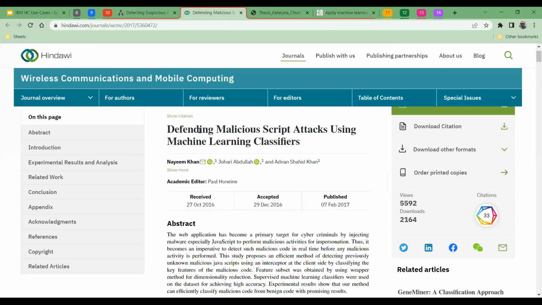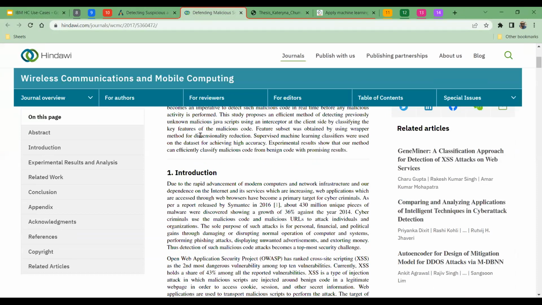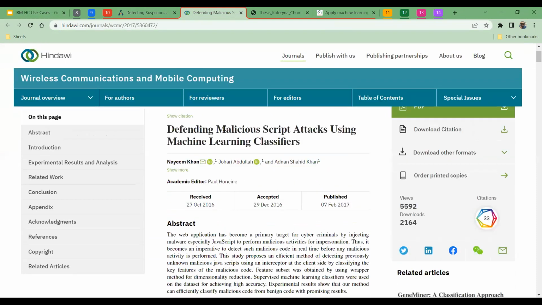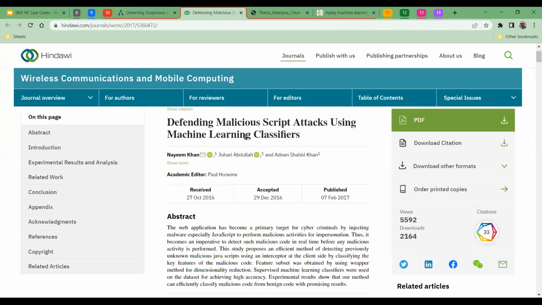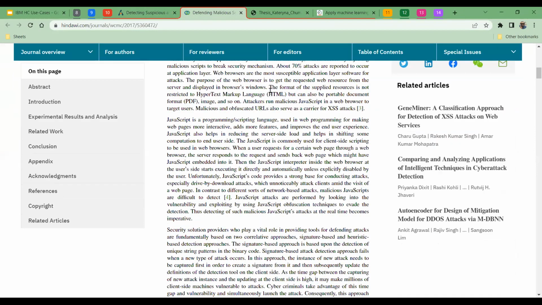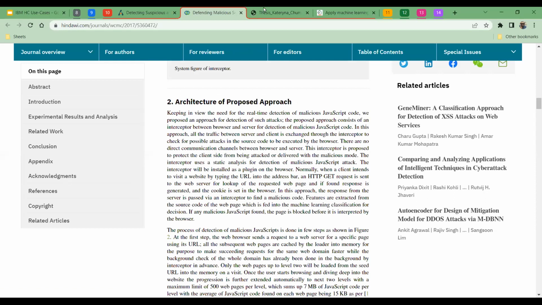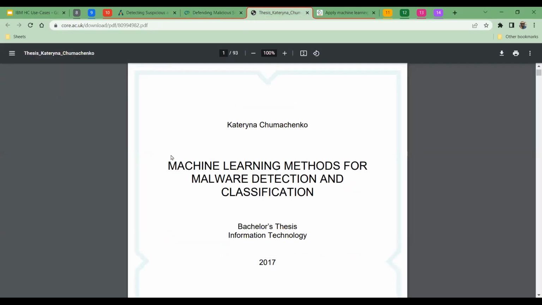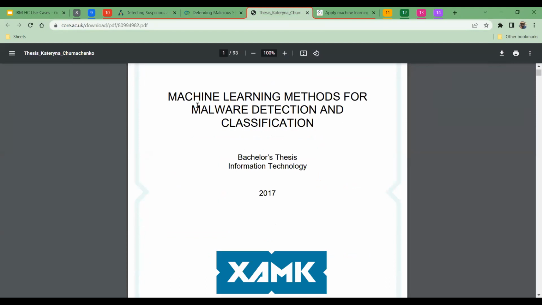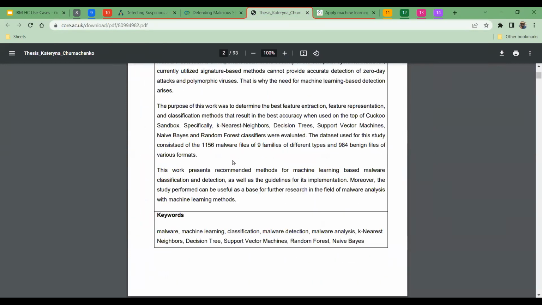The first one is a research paper, defending malicious script attacks using machine learning classifiers. They have created a network which can detect and also defend against those malicious activities by using machine learning classifiers. This is the basic architecture, with the web browser, and they have discussed it in more depth. And this is a thesis paper, machine learning methods for malware detection using classification. It shows how you can use machine learning to identify the malware or malicious activity that is going to happen.